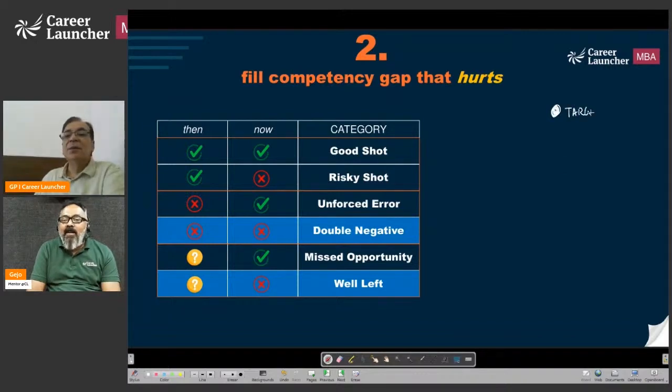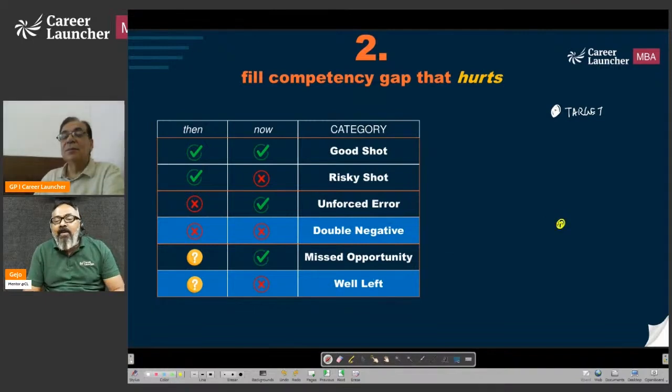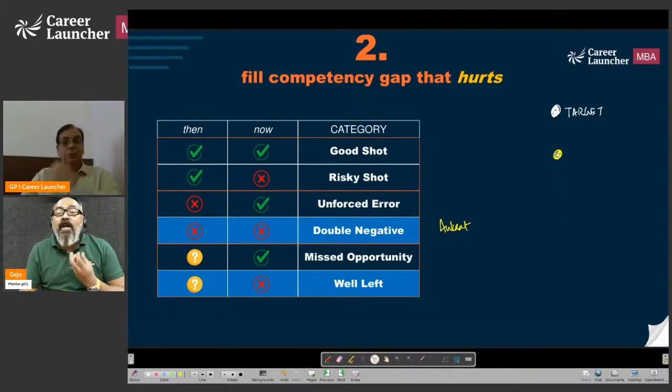This is your target. Let me put another color here, let's take yellow. In every preparation that you're doing, you fight every day sitting down, and this fight is to increase your capability, your competence. You are solving questions so that you meet the target. You are practicing questions on VRC, you are practicing questions on DLR, because you have to improve your competence so that you meet your target.